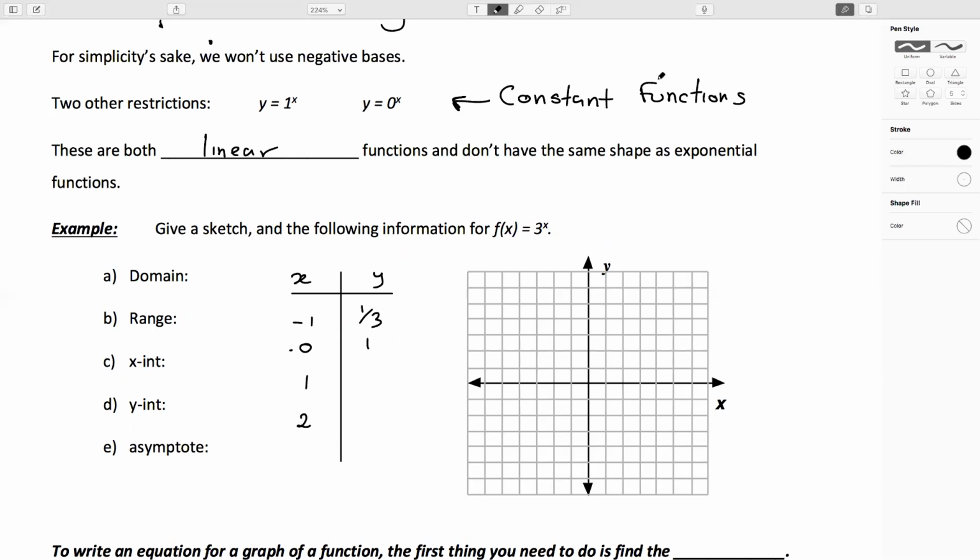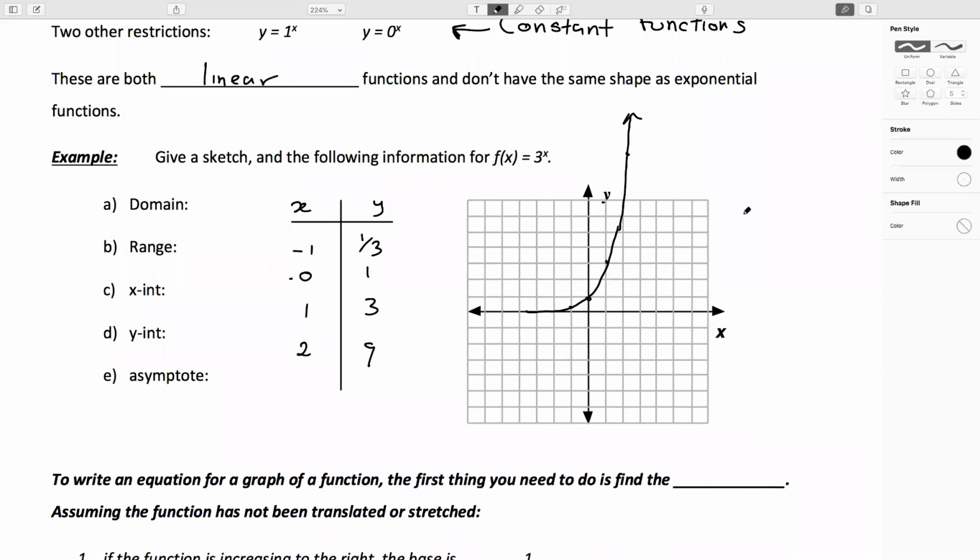3 to the 0 is 1. 3 to the 1 is 3, and 3 squared is 9. So if we go to graph this, -1 and 1/3, 0 and 1, 1 and 3, and 2 and 9, we get a shape that looks like this. It's very similar, but 3 to the power x is steeper than 2 to the power x.